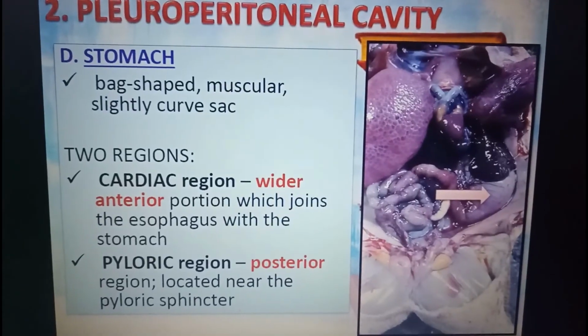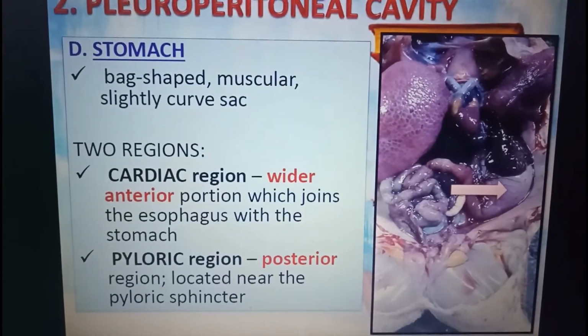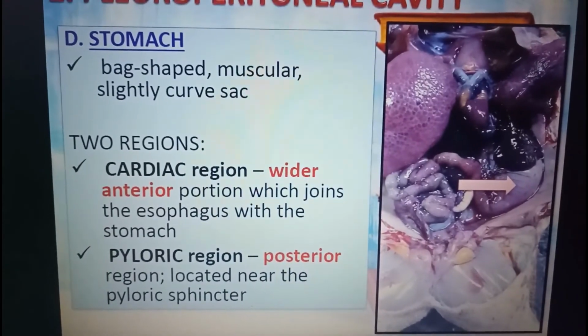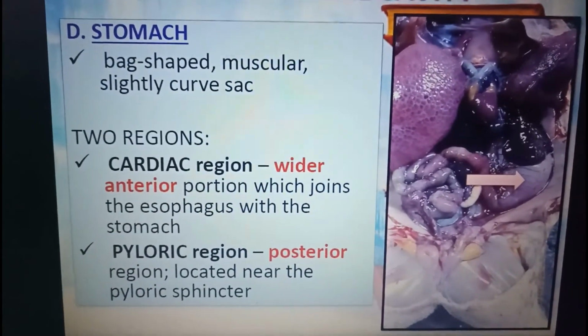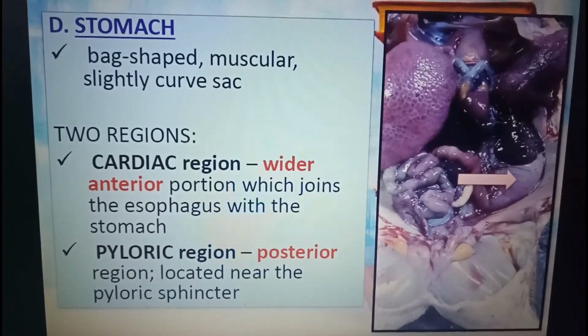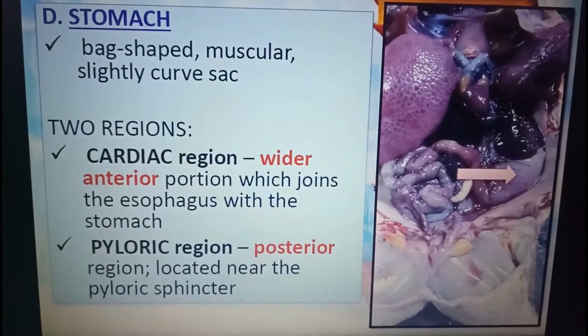So, for the stomach, it is a bag-shaped, muscular, slightly curved sac. As I've learned from the digestive system discussion, it is also where the food which we chew is pushed around to break it down into even more pieces so that it would be easily digested by different enzymes.